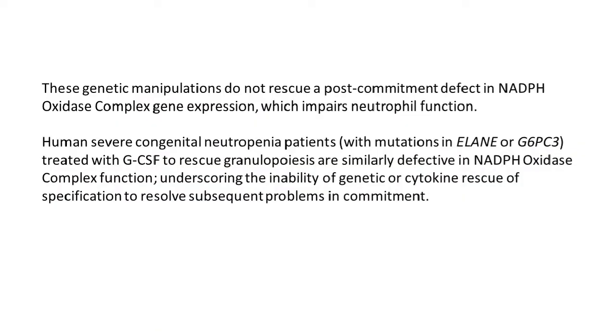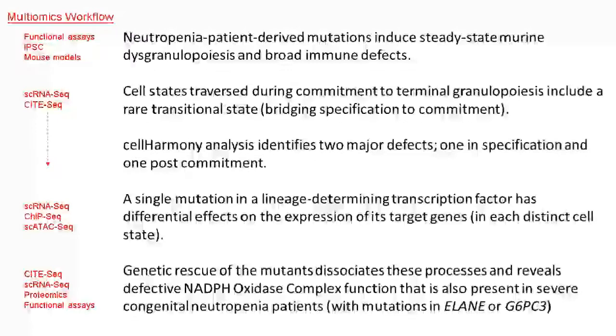Our analyses reveal that the genetic rescue of neutrophil specification is not sufficient to repair post-commitment defects in neutrophil function, a finding that translates to human patients with SCN. In summary, our work exemplifies a multiomics workflow to understand the impact of human mutations on each distinct cell state. We began by performing functional assays to triage patient mutations and then modeled these mutations using novel mouse models of neutropenia.